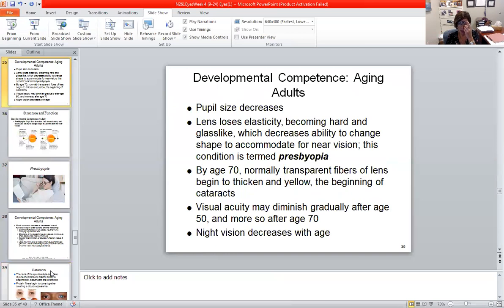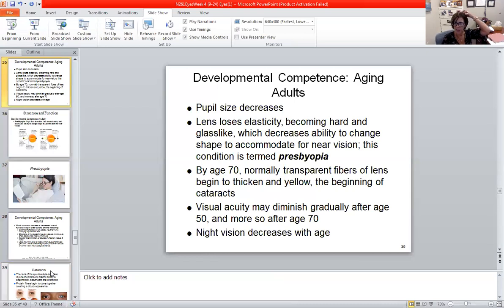When you're elderly, the elderly lose that elasticity and the lens becomes hard and glass-like. So it decreases its ability to change and accommodate for near vision. This is why the elderly, and by elderly I mean over the age of 40, have what's called presbyopia, which is normal. That means if you gave them a book to read like this, I actually have my prescription glasses on right now, they wouldn't be able to read it. That's why the elderly, like myself, carry readers at all times. So presbyopia is a normal change that happens with elderly. So you need to know that presbyopia.